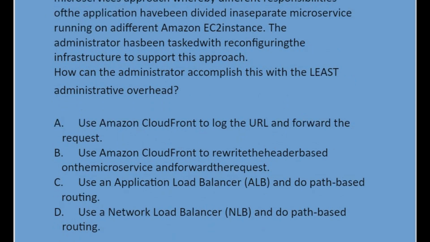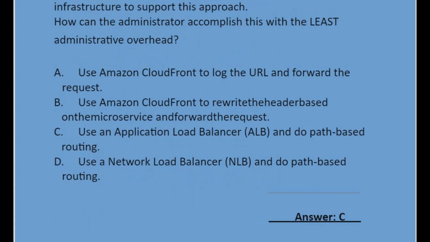Option A. Use Amazon CloudFront to log the URL and forward the request. Option B. Use Amazon CloudFront to rewrite the header based on the microservice and forward the request. Option C. Use an Application Load Balancer (ALB) and do path-based routing. Option D. Use a Network Load Balancer (NLB) and do path-based routing. Correct answer is option C.